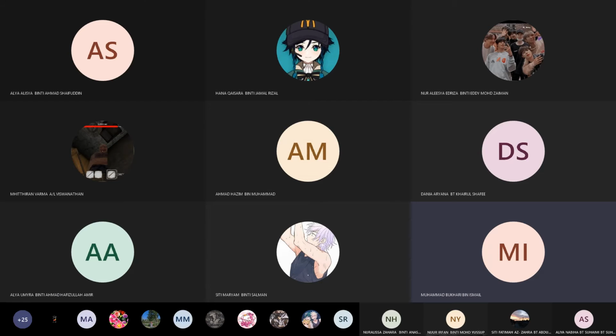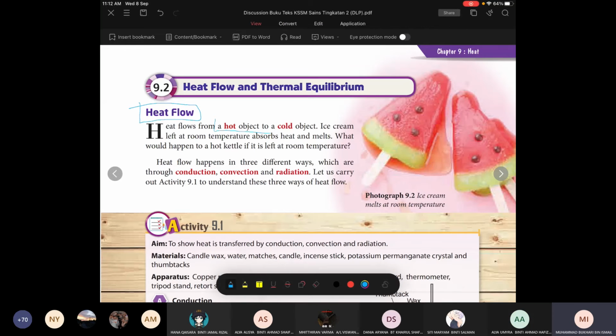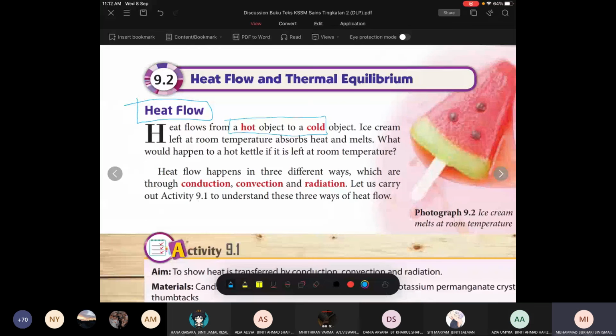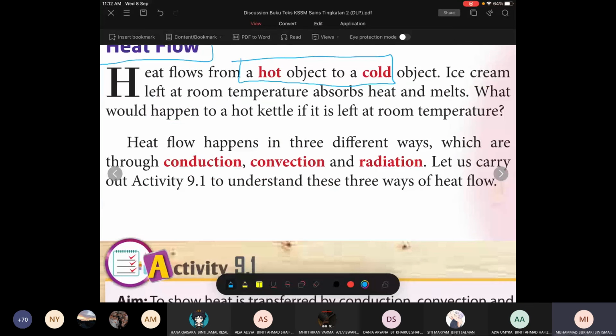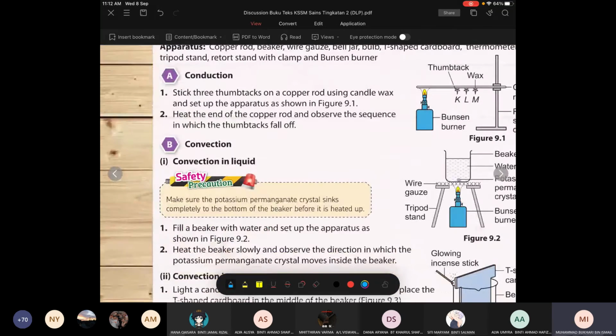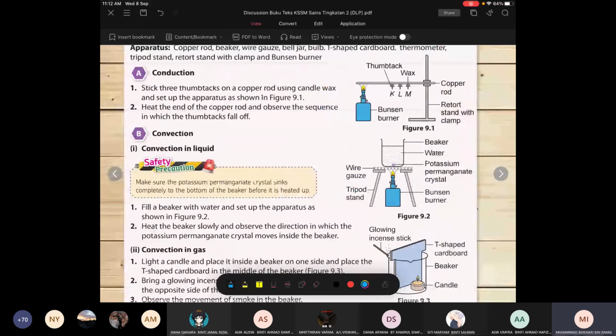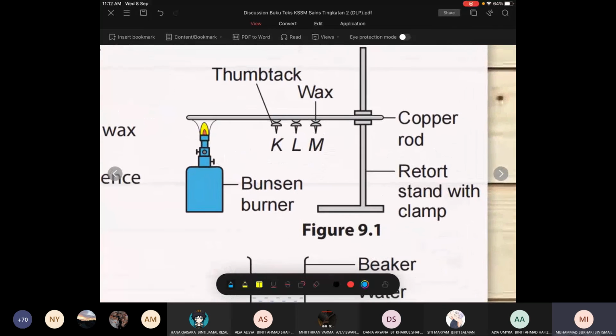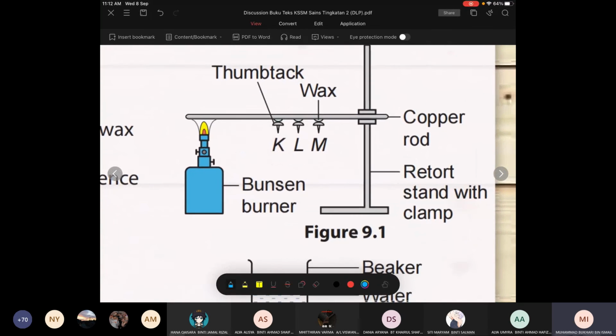Heat flows from a hot object to a cold object. We have also watched a video about three things here: conduction, convection, and radiation. Actually, we have an experiment to prove this, but we need to do it in the lab. But I can give you some ideas about this experiment.